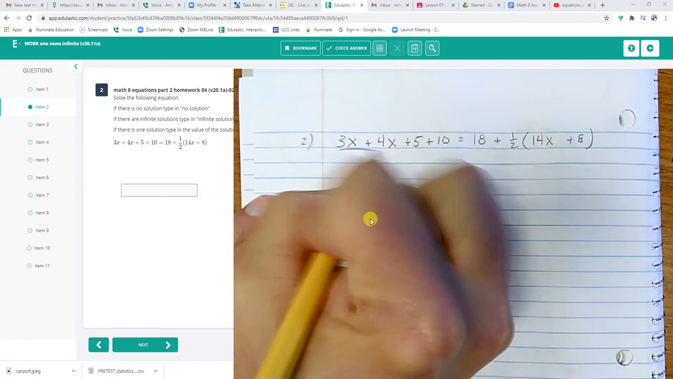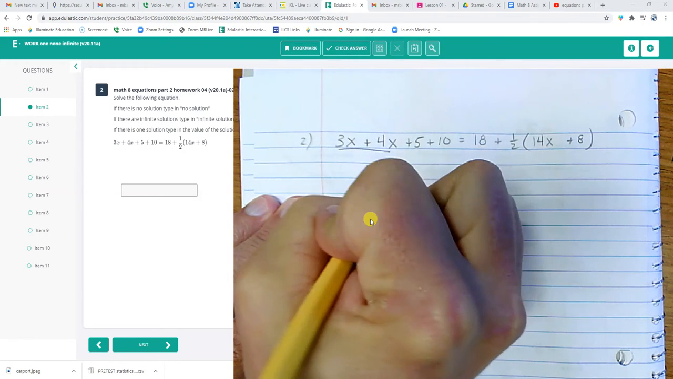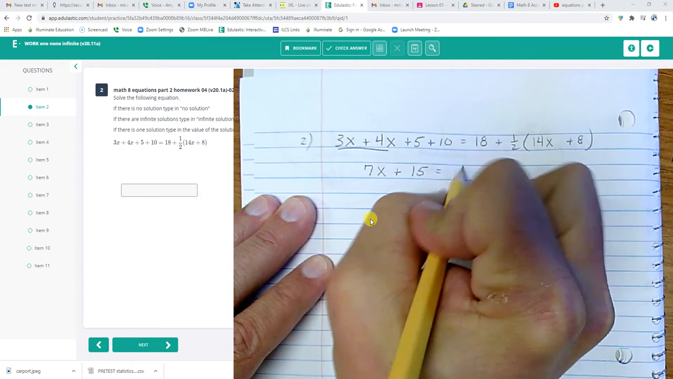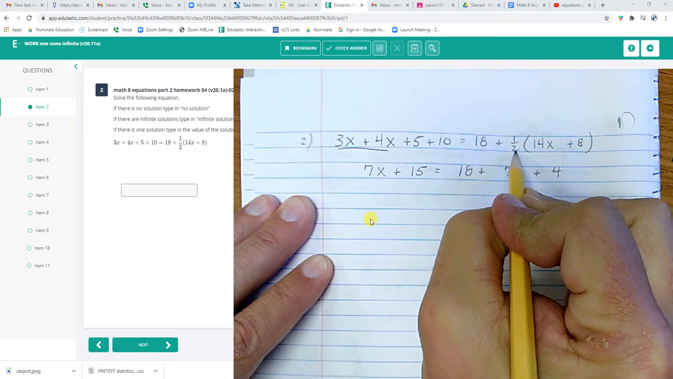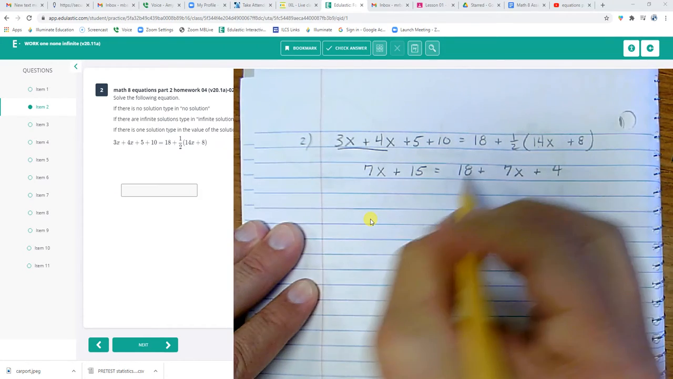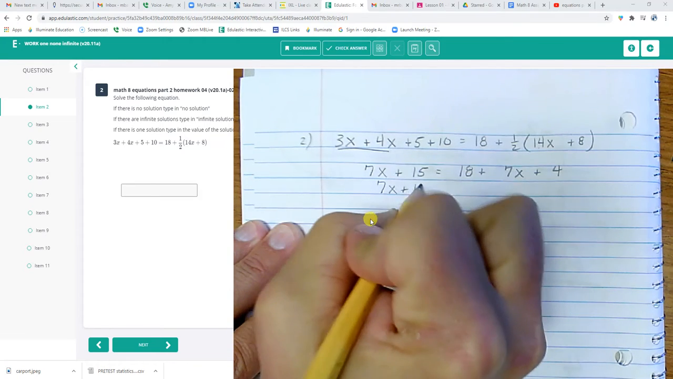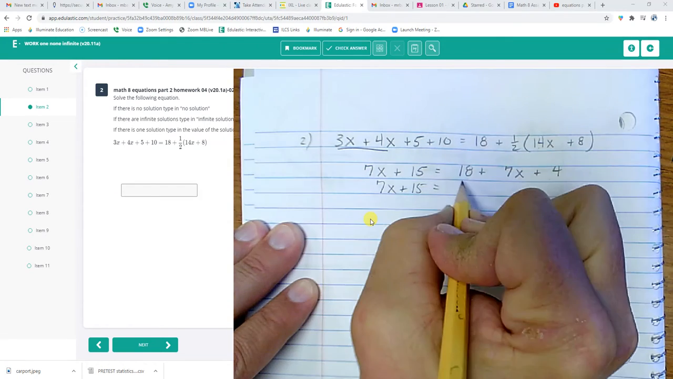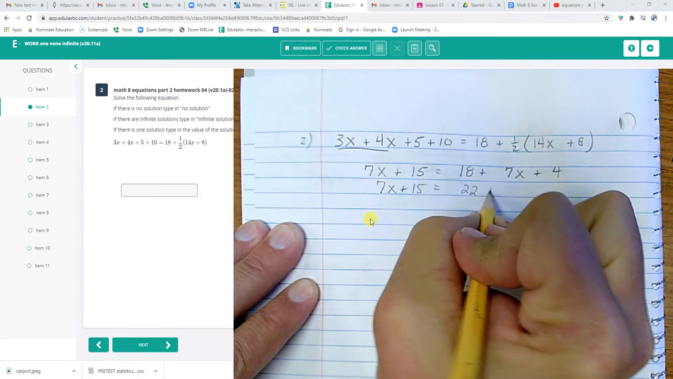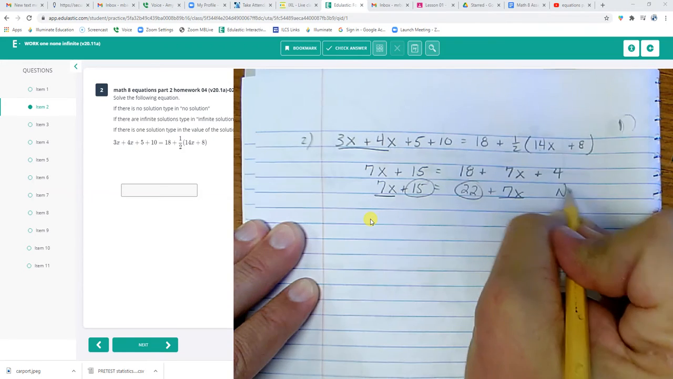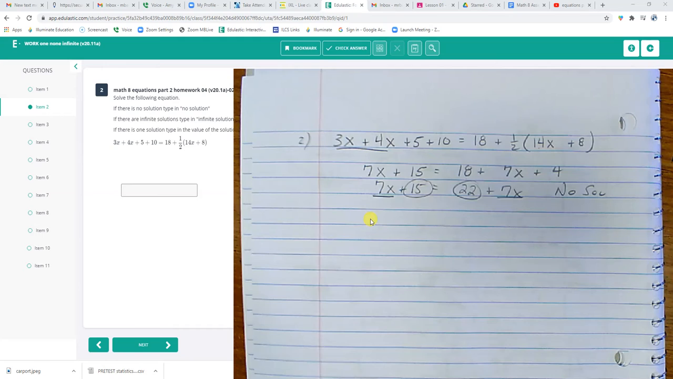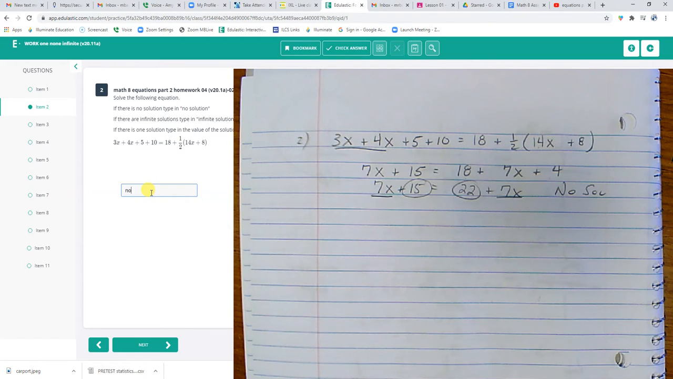So I'm going to combine the x's. That's going to give me 7x plus 15 equals 18 plus 7x plus 4. Right there, half of 14 is 7 and half of 8 is 4. And I'm going to keep going. So 7x plus 15 equals 18 plus 4, that's 22 plus 7x. And right here, same x's, different constants, no solution. So let's type in no solution. Check that answer. It's good, and we'll keep going.